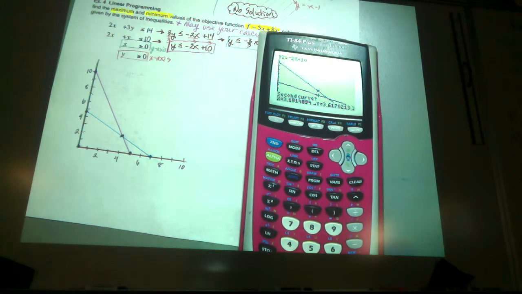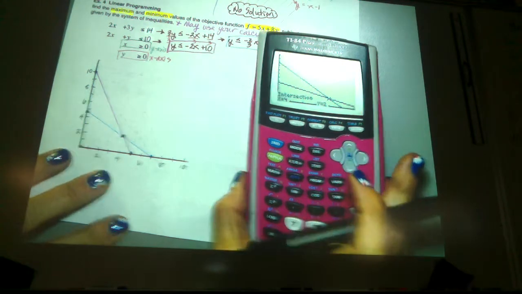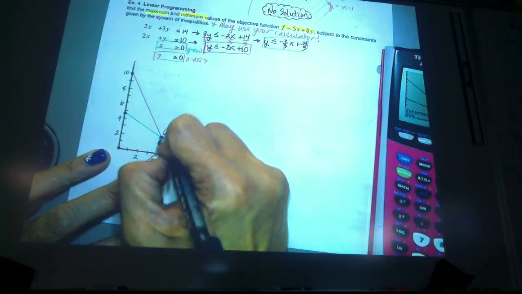And then go to your second curve. What time is it anyway? I don't know. 6. And then hit enter again to guess. And it gives you an intersection of what? 4, 2. So that's a critical point. So over here on your picture, you're going to put 4, 2.